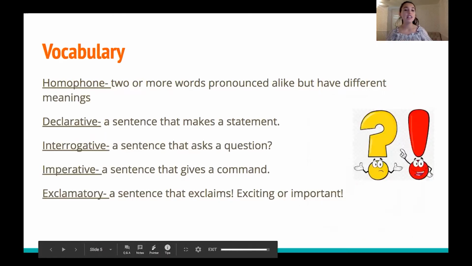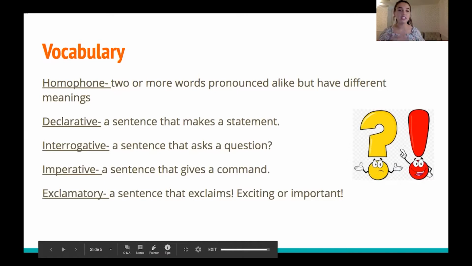All right, so here is our vocabulary for this lesson. And you might have seen this very first word, homophone, on the opening page of our slideshow, and you might be thinking, what is that? Well, I'm about to tell you. A homophone is two or more words pronounced alike, but they have different meanings. So they might sound the same, but they mean completely different things.